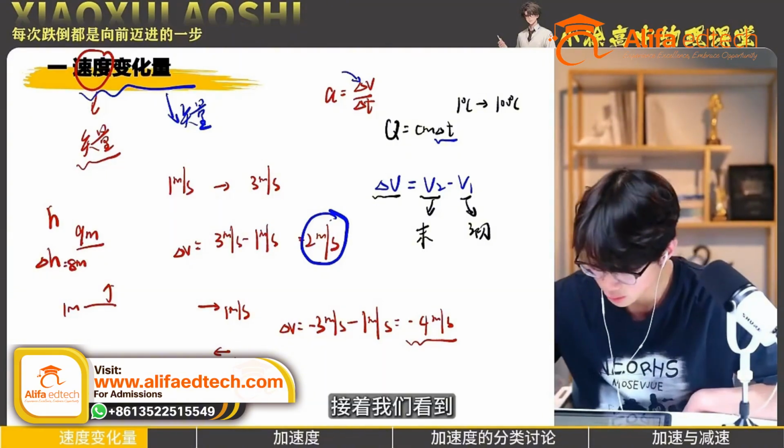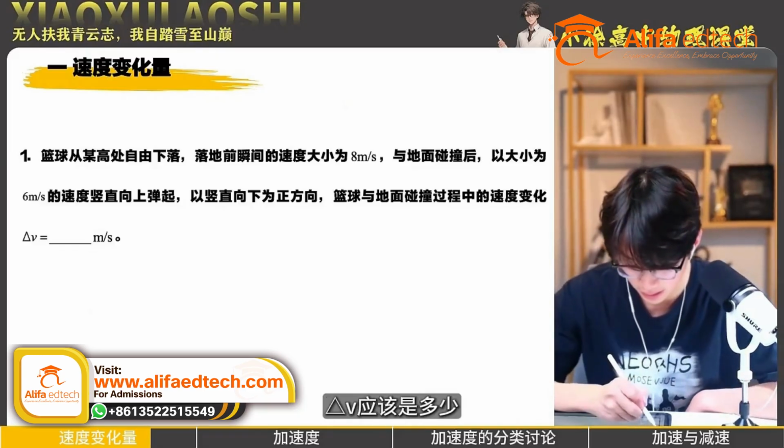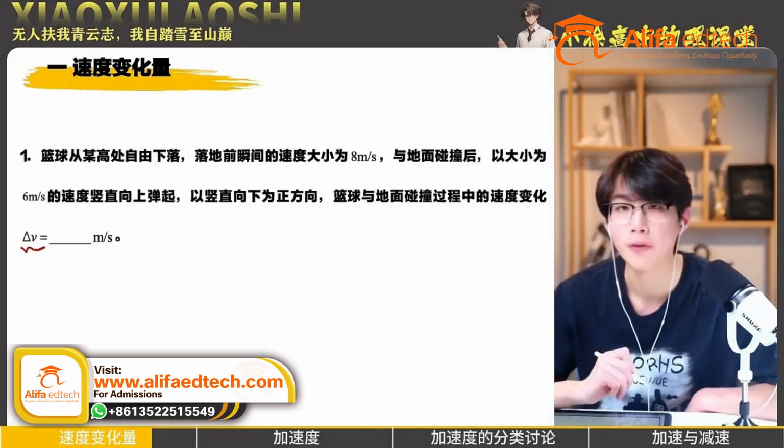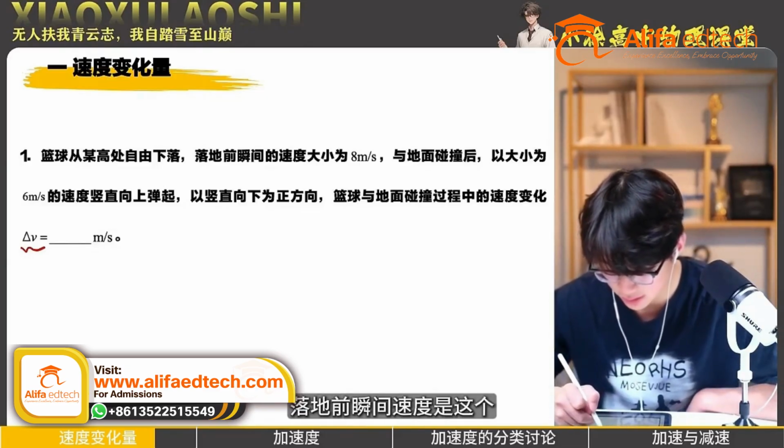Next, let's look at this problem. Let's practice together. What should the change in velocity, delta v, be here? We see a basketball in free fall from a certain height, and then its instantaneous velocity before hitting the ground is this.